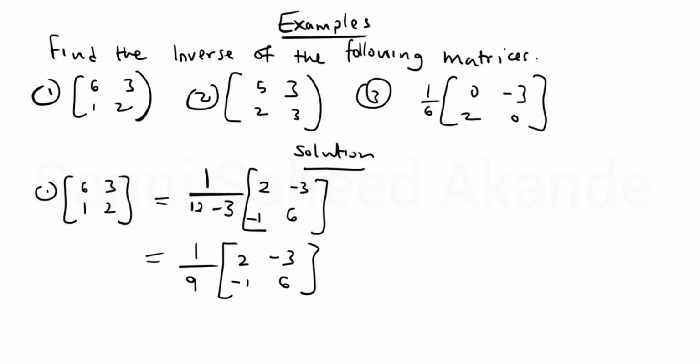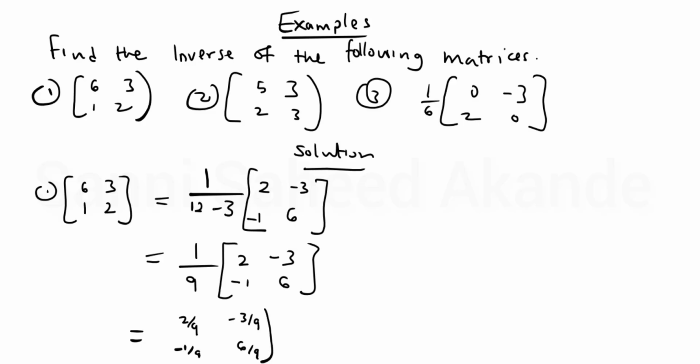Well, you can still do it further and do the scalar multiplication. If you want to do it further, then you will have 1 over 9 times 2, that will be 2 over 9. Then 1 over 9 times minus 3, that will be minus 3 over 9. And this one, you know that you can still reduce it to 1 over 3 actually. But let's multiply further. Then 1 over 9 times minus 1 will give us minus 1 over 9. Then 1 over 9 times 6 will give us 6 over 9.